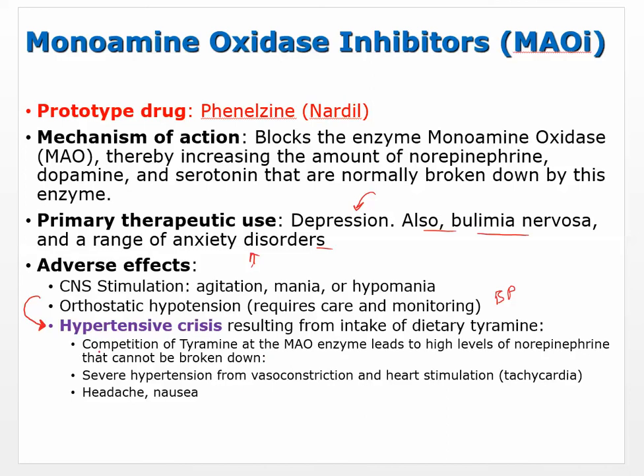I could just read through this. It's saying the same thing I've said three or four times. Competition of tyramine at the MAO enzyme leads to high levels of norepinephrine that cannot be broken down, severe hypertension from vasoconstriction and heart stimulation, headache, and nausea. And that's it for depression.